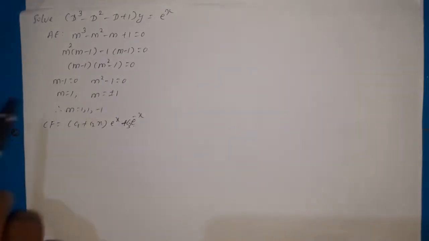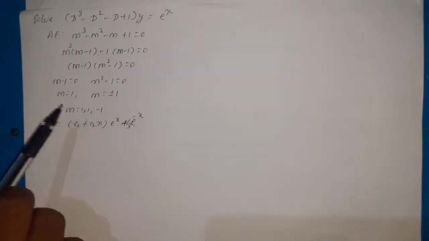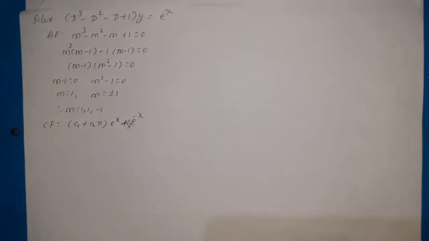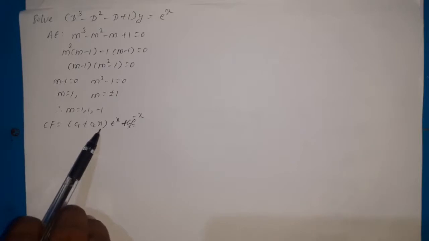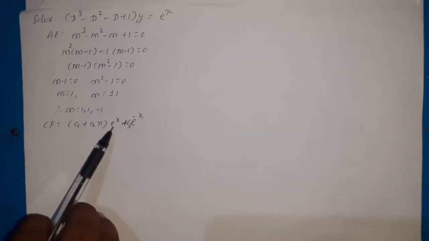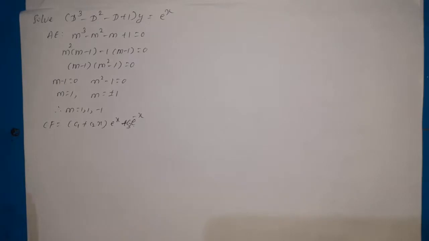So the roots are m equal to 1, 1, minus 1. Here the roots are real, but 1 is repeated twice, and minus 1 is only once. Whenever we have repeated roots, the complementary function is given by (c1 plus c2 x) e power x plus c3 e power minus x. That is the complementary function for 1, 1, minus 1.